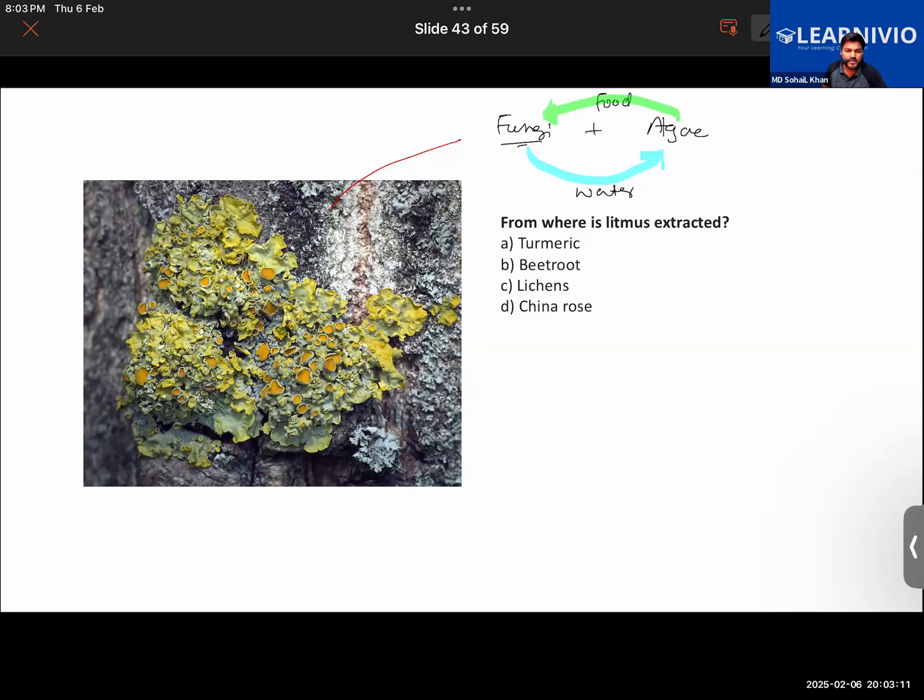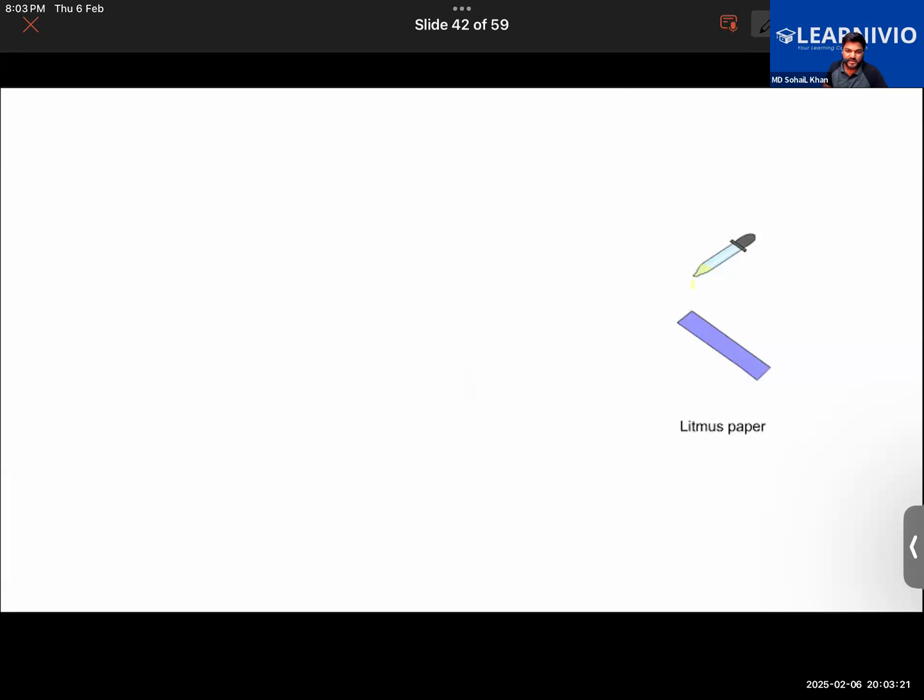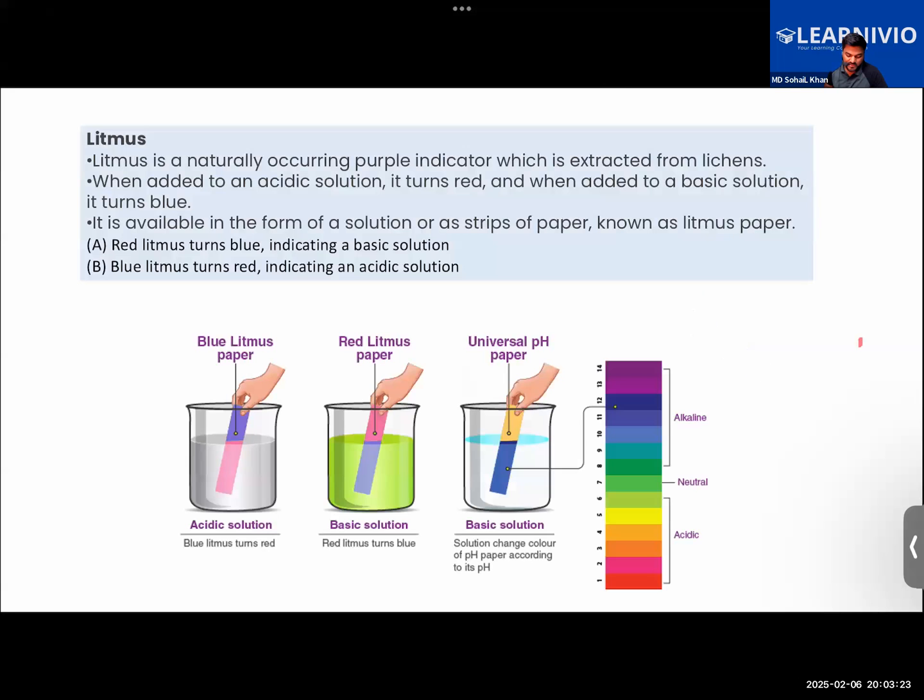So they exist together and they kind of look like this. From this we make the litmus, and the natural color of the litmus is purple actually. Later on we give it the blue and the red color. Now, when this is added into an acidic solution, it turns red, and when added to a basic solution, it turns blue.